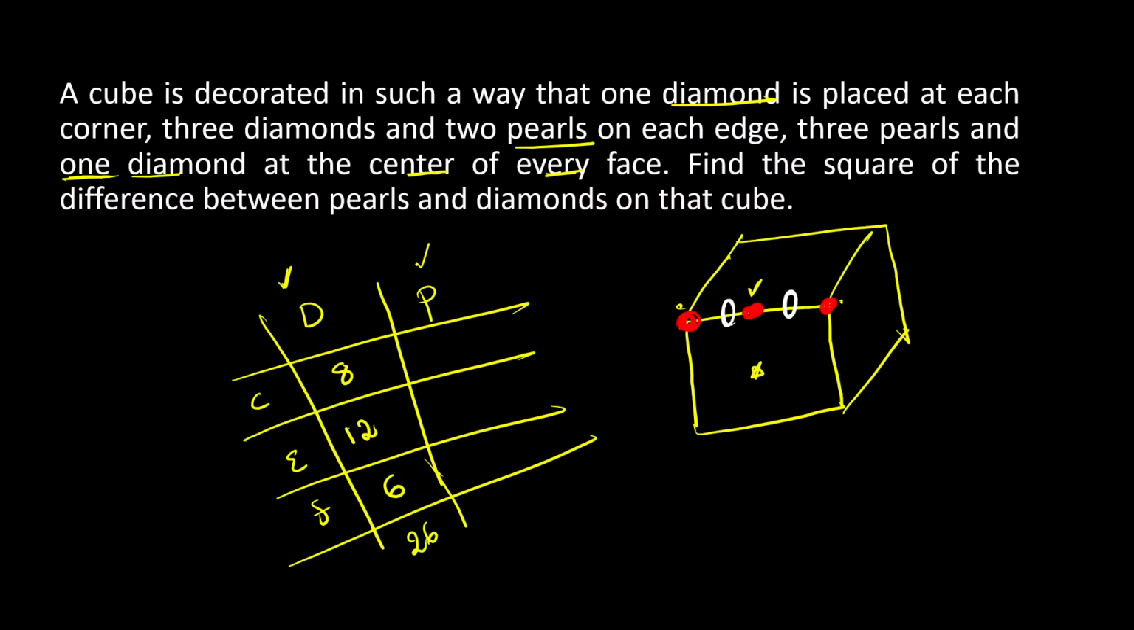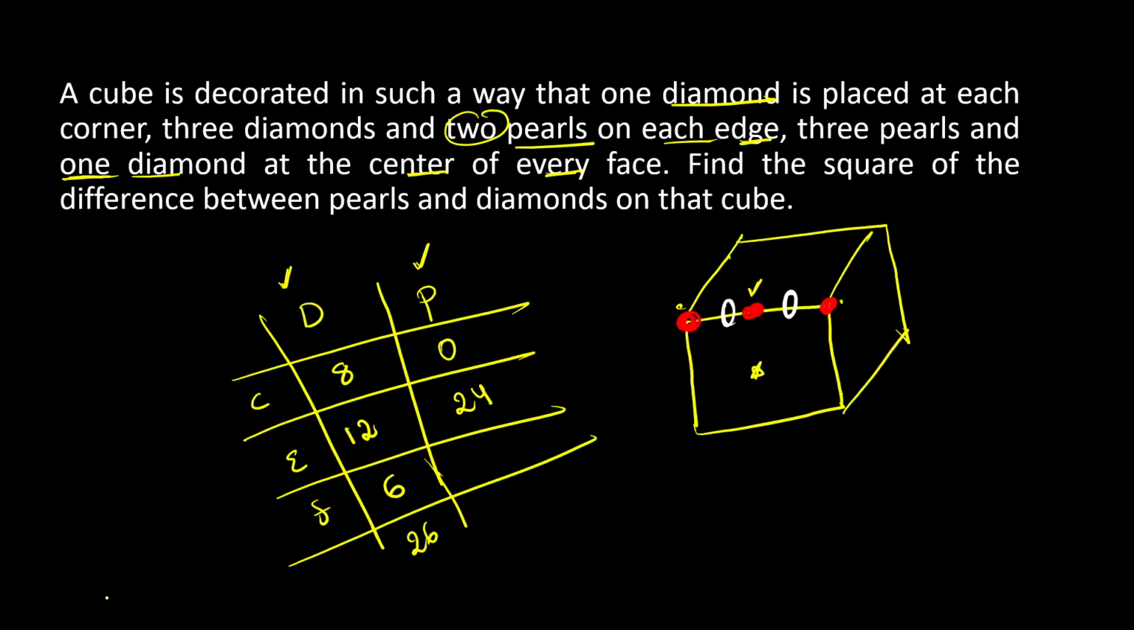Now let's have a look at pearls. As far as corners are concerned, no pearls are put at the corners. And then 3 diamonds and 2 pearls on each edge. So on each edge we have 2 pearls. So 2 times 12, that's 24. Hope you guys are with me.